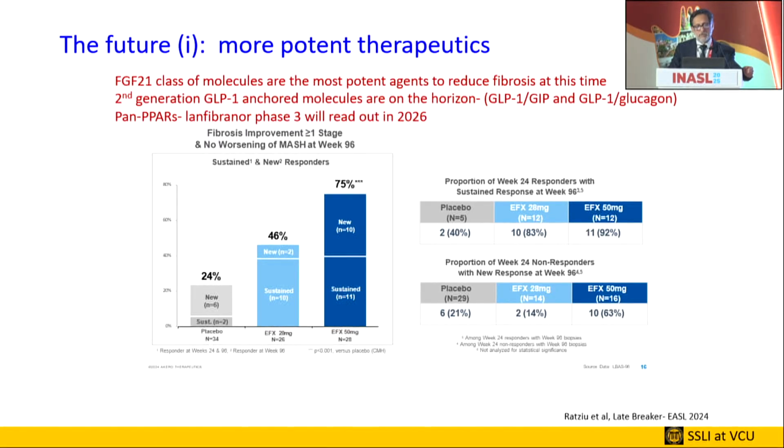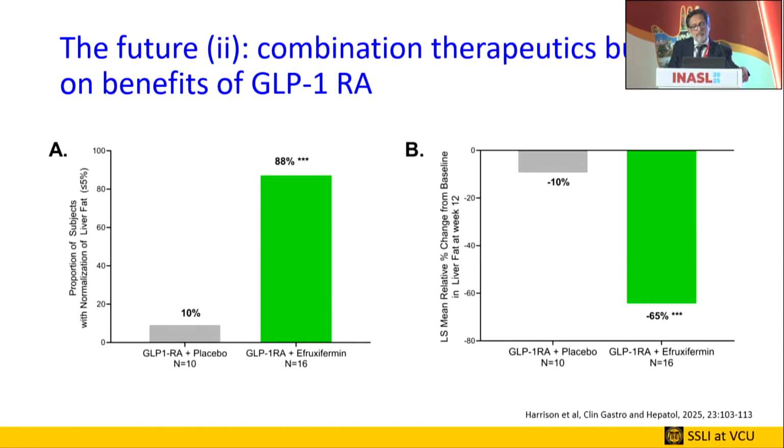And these phase 3s are going to be very important, along with second generation GLP anchored molecules, such as tirzepatide, which is GLP-GIP, and survodutide, which is a GLP glucagon. There are multiple other GLP glucagons in play as well. And then, of course, there's lanifibranor. And then beyond that, in the future, we're going to see combination therapies.